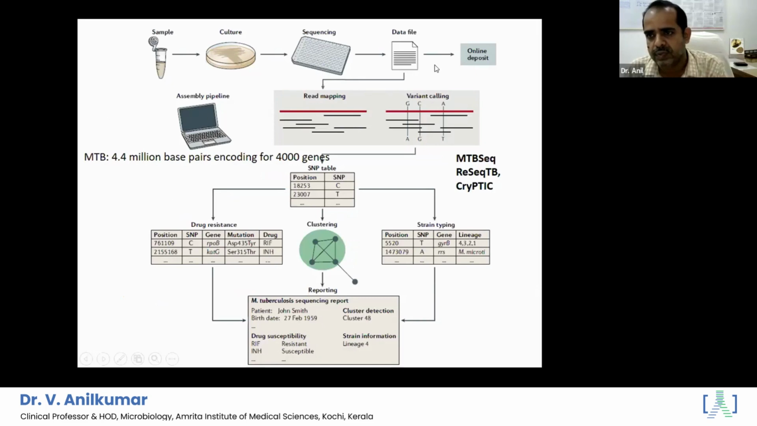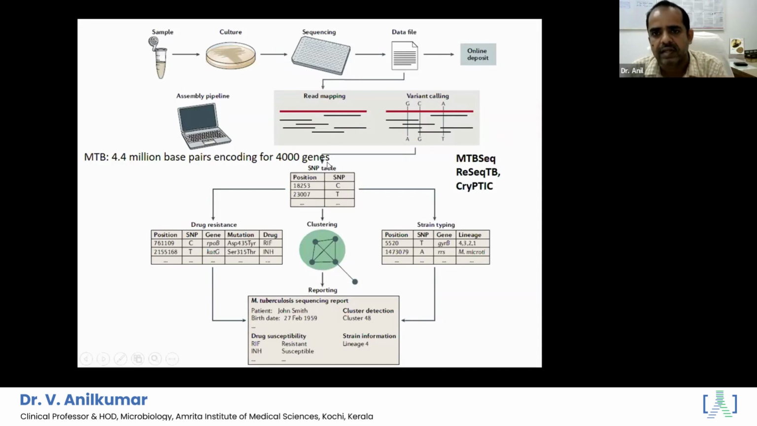A database is produced. The whole sequence is analyzed. If it's whole genome sequencing, the data is 3 GB, a huge amount of data. The bioinformatics person will align it, make sense of it, and then use databases that are publicly available: MTB-Seq, ReSeq, TB, and CRyPTIC. These are different databases that are available online, where they feed the data and analyze and try to make sense of what's happening with the mycobacteria.